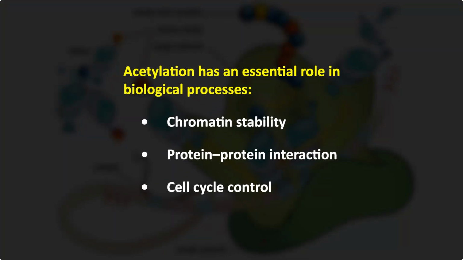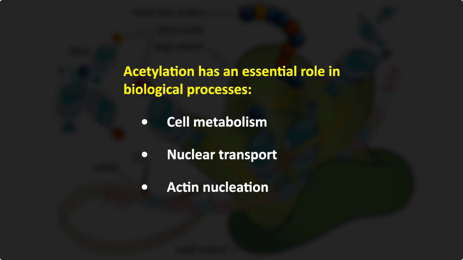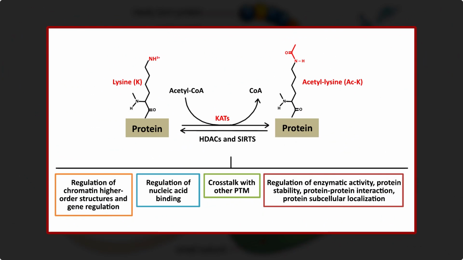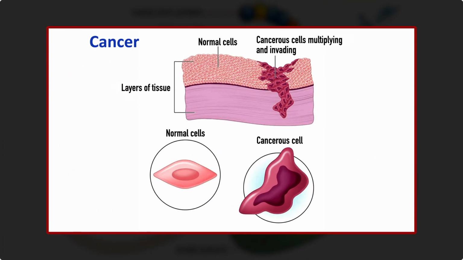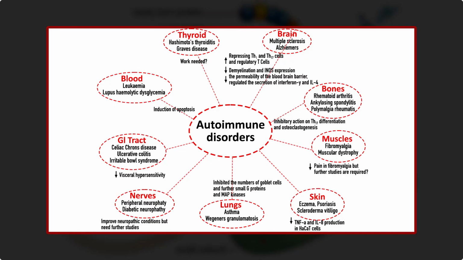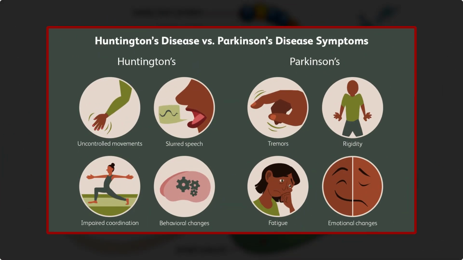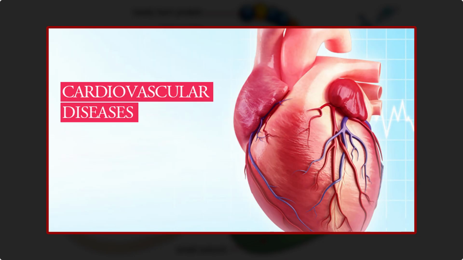Acetylation has an essential role in biological processes such as chromatin stability, protein-protein interaction, cell cycle control, cell metabolism, nuclear transport, and actin nucleation. According to the available evidence, acetylated lysine is vital for cell development, and its dysregulation would lead to serious diseases such as cancer, aging, immune disorders, neurological diseases like Huntington's disease and Parkinson's disease, and cardiovascular diseases.